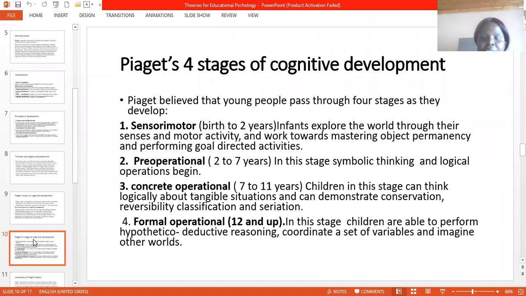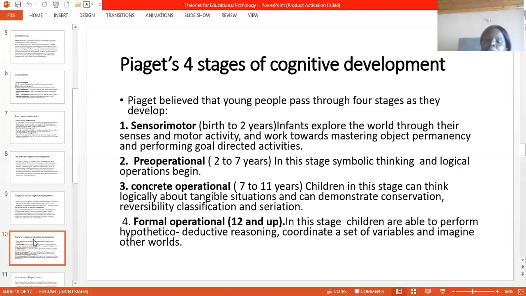The 4th stage is formal operational. It is from 12 years and up. In this stage, children are able to perform hypothetical deductive reasoning, coordinate a set of variables, and imagine other worlds. These are adolescents, 12 and up.